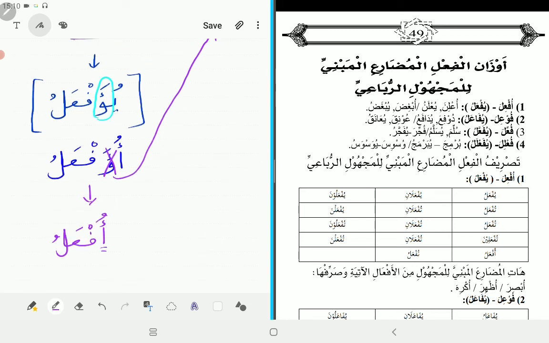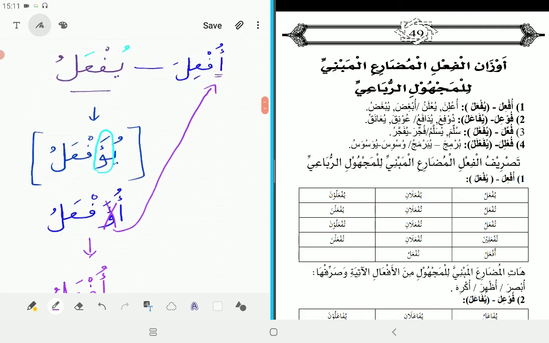Because this hamza indicates a mutakallim. If I was to drop this, it would not be known who the action is being ascribed to. Is it ascribed to him, her, me, us, or we? It's not clear. But when you drop that hamza, there's not an effect. It's a letter that indicates a mudari, but we can suffice ourselves without it.